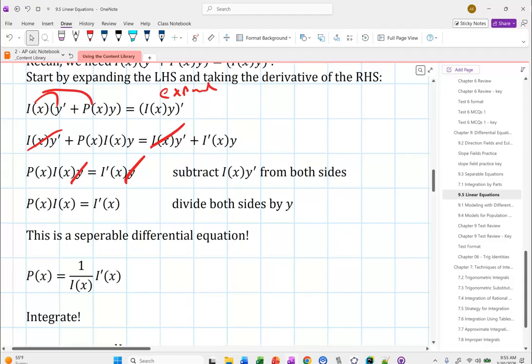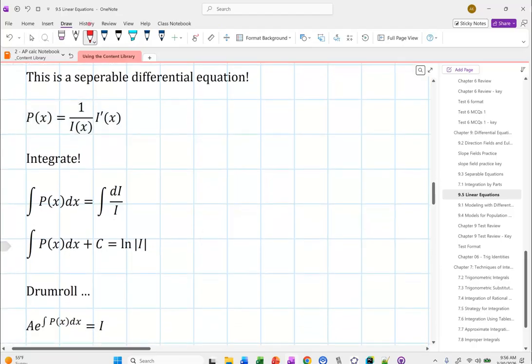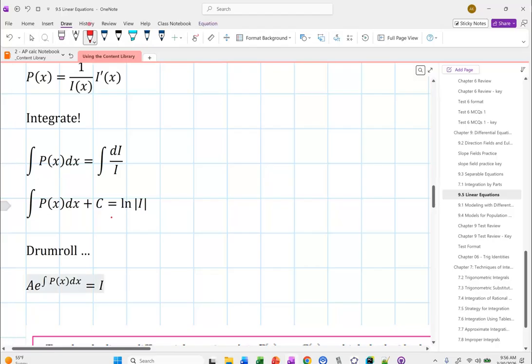And notice that this is now a separable differential equation, right? So I can divide both sides by I of x to get I of x and the derivative of I of x alone on one side. And if I integrate both sides, I'm going to get the integral of p of x dx plus c equals the natural log of I. I can then exponentiate base e on both sides and get that I is equal to A times e to the integral of p of x dx, because that's the plus c coming out as the coefficient, right? This is like my e to the c. But this is how we choose our I, this formula.